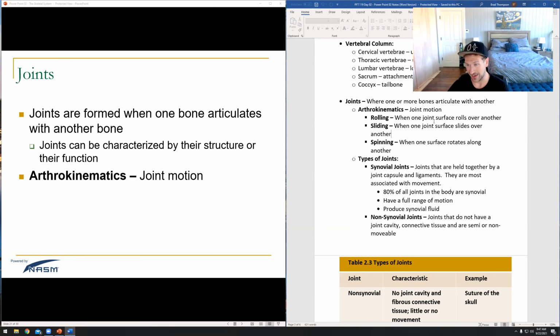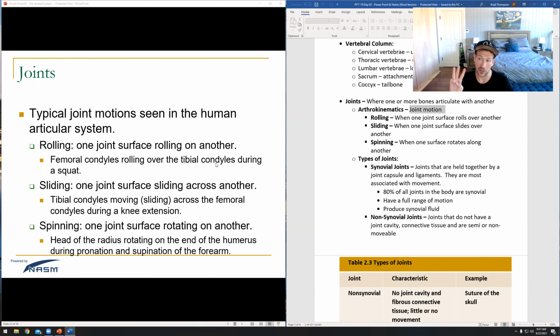so arthrokinematics, right? Arthro means joint, and kinematic means motion. And so that's where we're getting this definition here. Now, when we're talking about arthrokinematics, we're talking about three primary types of movements that occur in our joints.